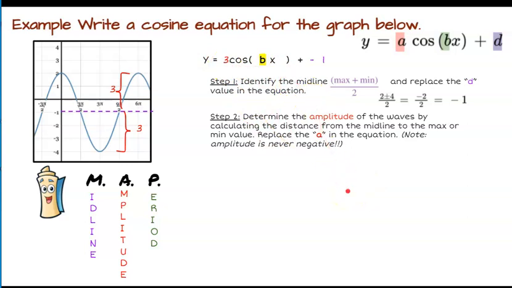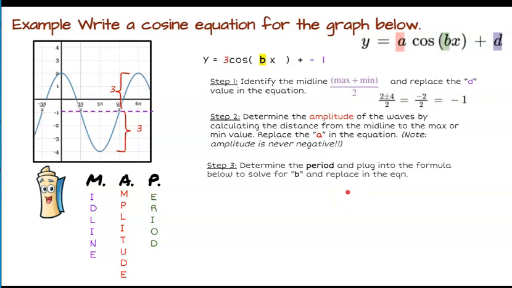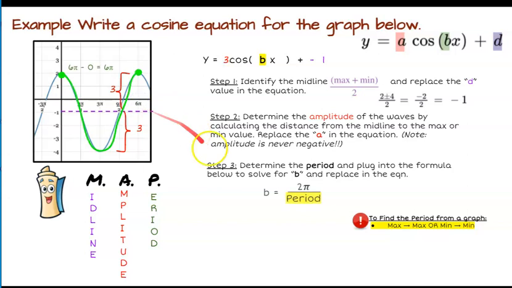Meanwhile, for the b, we determine the period and plug it into the formula. To solve for b, we can manipulate the 2 pi over b, and we will place that in our equation. In this case, we can use maximum to maximum. So we have 0, referring to the x-axis, to right here 6 pi, so we have 6 pi minus 0. So our period is 6 pi.